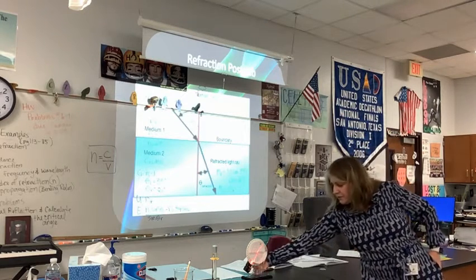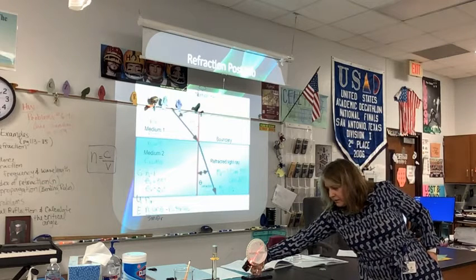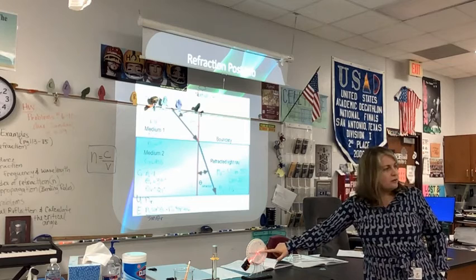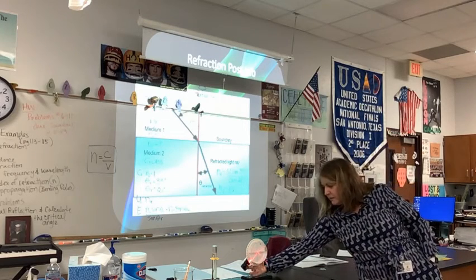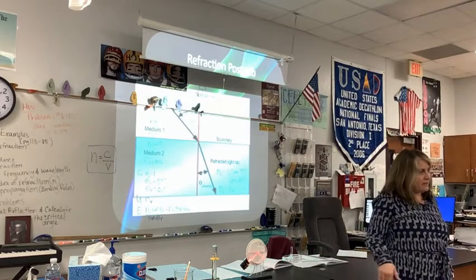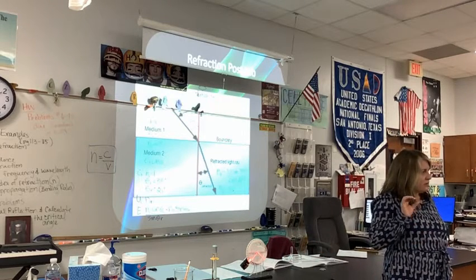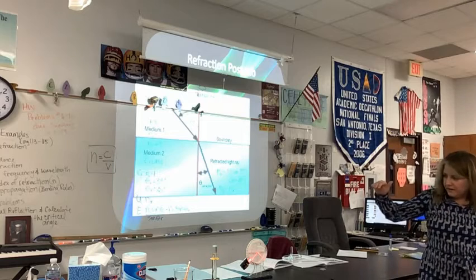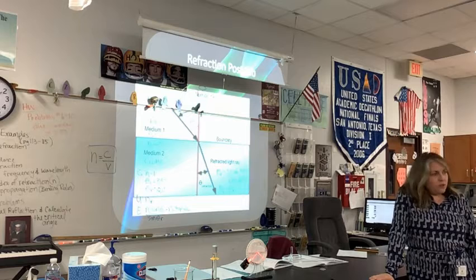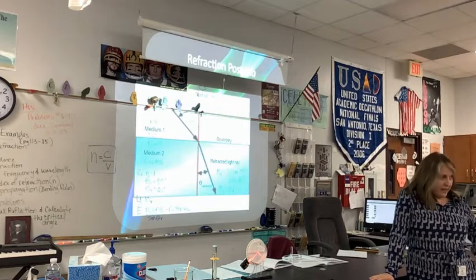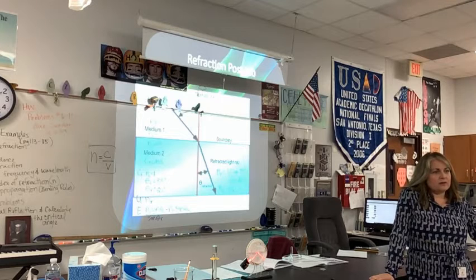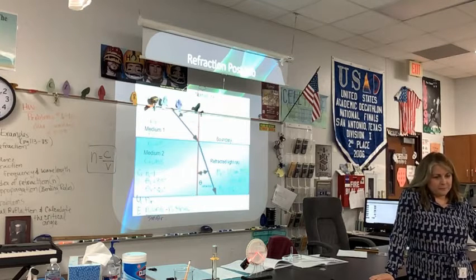But if I increase that angle, because it's bending away from the normal, it keeps getting closer and closer to 90 degrees until all of the light gets reflected back in. So I'm increasing the angle of incidence until the light reflects back into the original medium. That is known as total internal reflection. And on page 115, there's a place for you to take notes on total internal reflection.